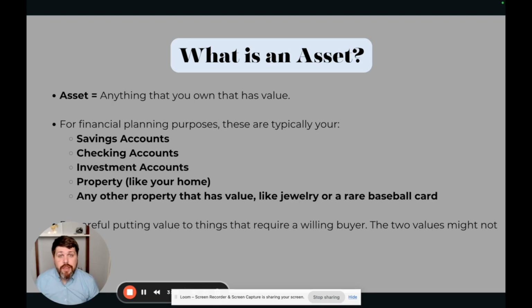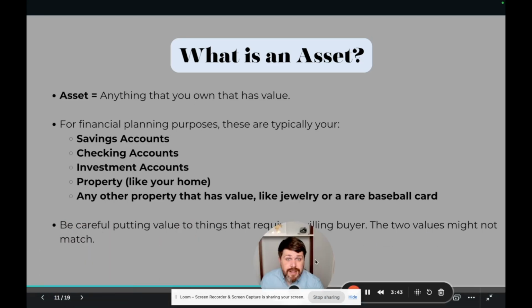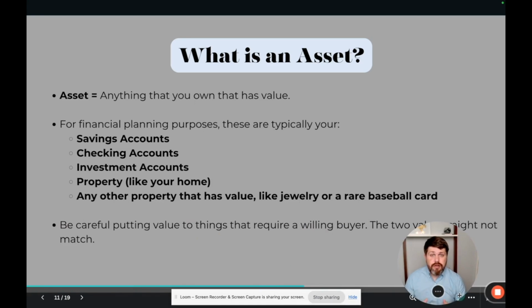Property, like your home, would go under that. If you own the place where you conduct your therapy practice, that could also potentially go under that part of the ledger. And then any other thing that has value that could be sold, like jewelry or rare baseball cards. You have to be careful with these things, because putting value to them requires a willing buyer. If you don't have a willing buyer, then the two values might not match, and without a matching price, the thing doesn't have an actual value.